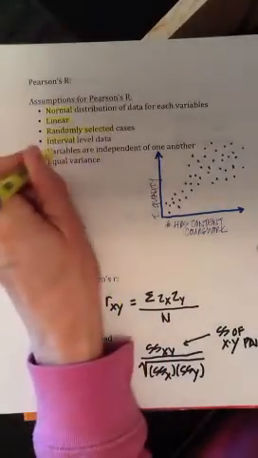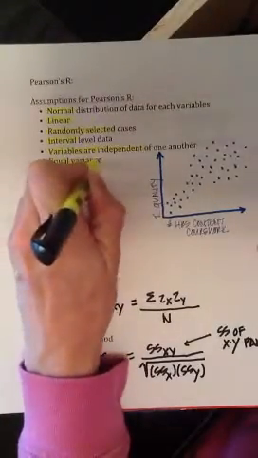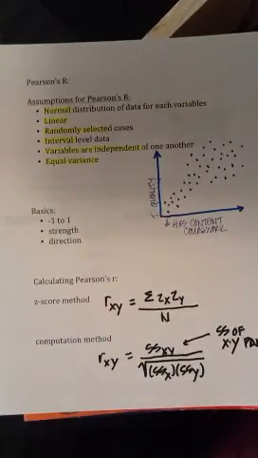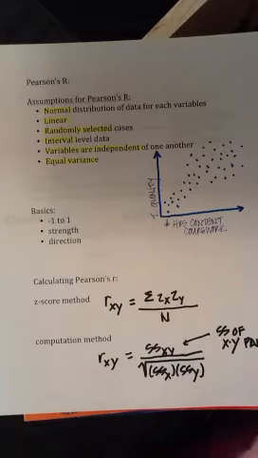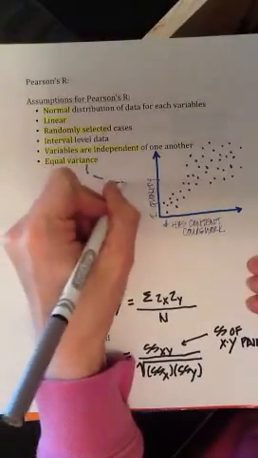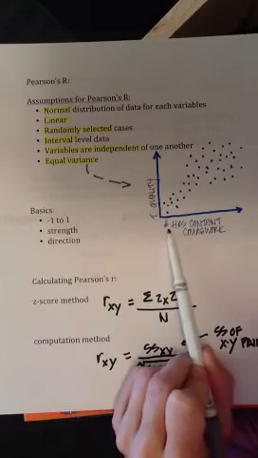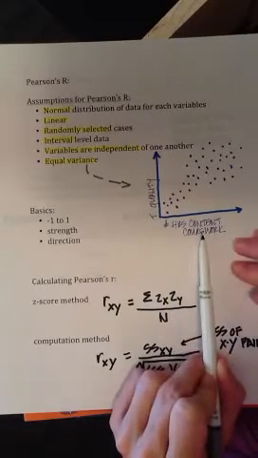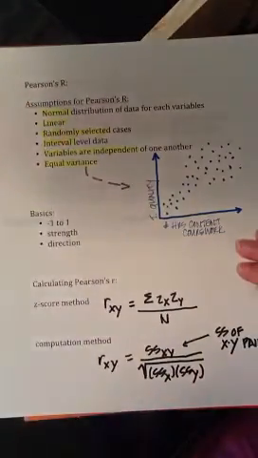Also, your variables have to be independent of one another, and they have to have equal variance. Now, equal variance looks a lot different for Pearson's R than it does, for example, with ANOVA. And here's what it kind of looks like. So I have my predictor variable of number of hours of content coursework taken by, let's say, a math teacher, and teacher quality as an outcome variable.